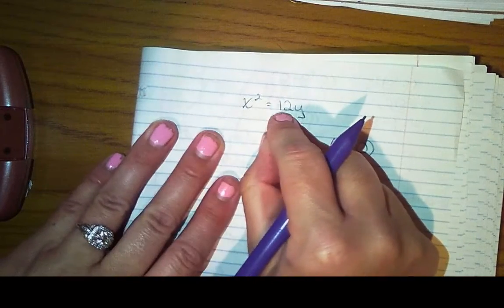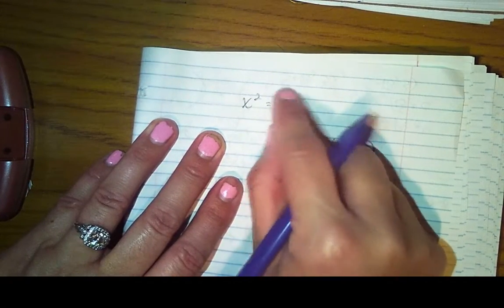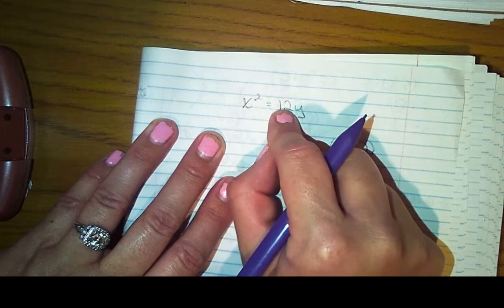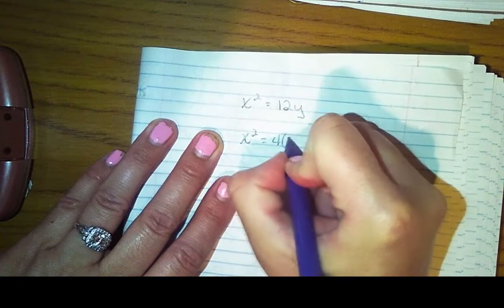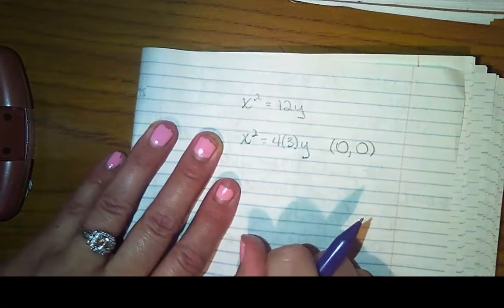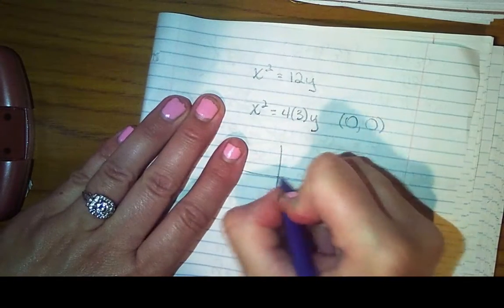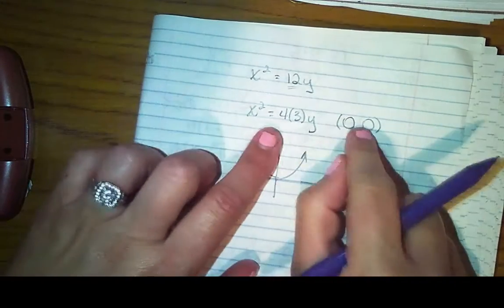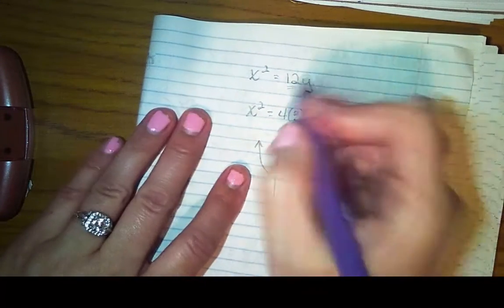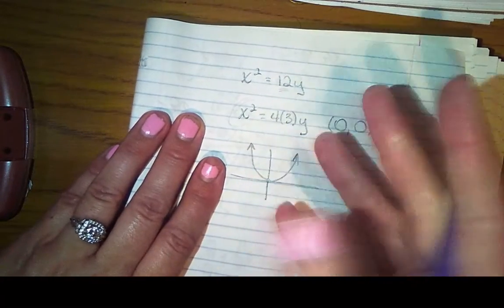Okay, so this is going to be the fun part. This 12 is a multiple of 4. Whatever this number is, it's a multiple of 4. So just for this one, I'm going to rewrite this and say that that is the same thing as 4 times 3 times y. Okay, so here's what I know. I know it opens upwards because this part led off positive. I know the vertex is at 0, 0. And because it's x squared, then that tells me it opens up, down. And then it was positive, so it opened upwards.